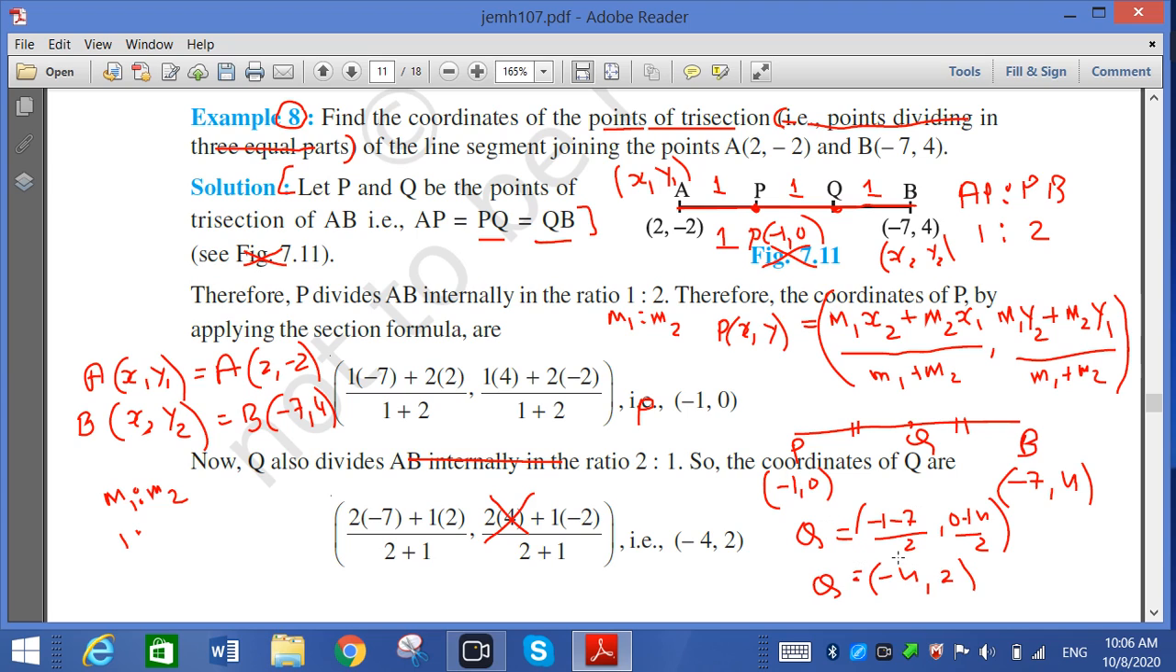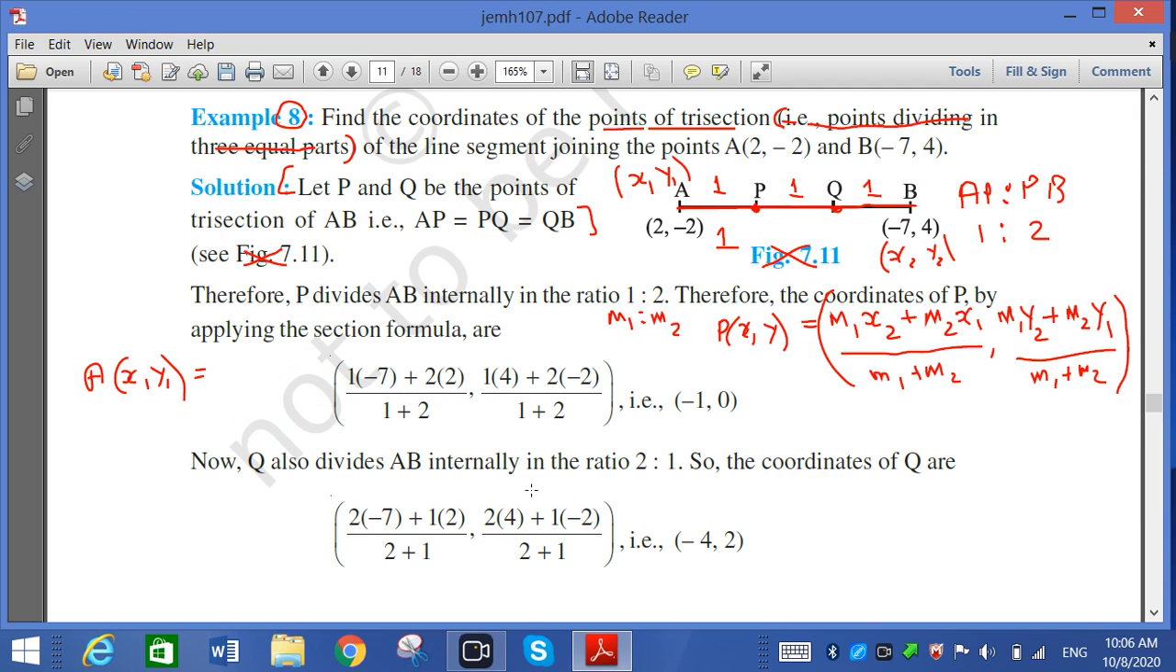So the same type of question again in exercise 7.2, but first of all we have to clear our concept here. What do we have to take first? AP is equal to PQ is equal to QB. Then I have to take P as dividing AB in the ratio 1:2. So first I have to find the coordinate of P by using the section formula, and then find the coordinate of Q by the midpoint formula, because Q is the midpoint of PB, so we can easily find it. It is not necessary to do it by this method; another method is also available.